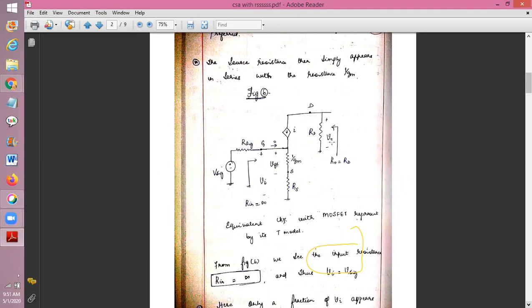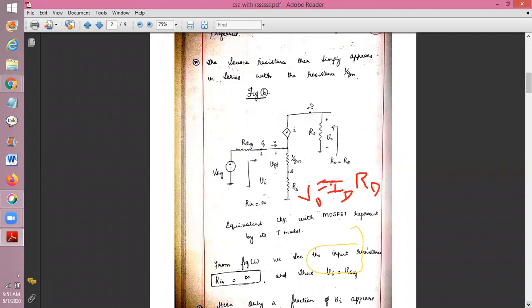So V0 voltage is given by current into resistance. But since we are finding the output voltage V0, V0 is equal to the current flowing through RD into RD. So the current flowing through RD is what? The current flowing through RD is ID. I can find it as ID into RD. Very good. So V0 is equal to ID into RD.